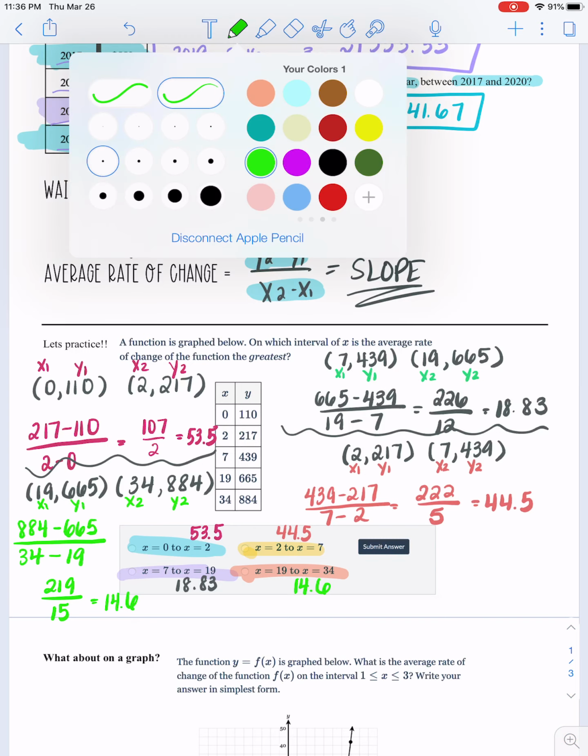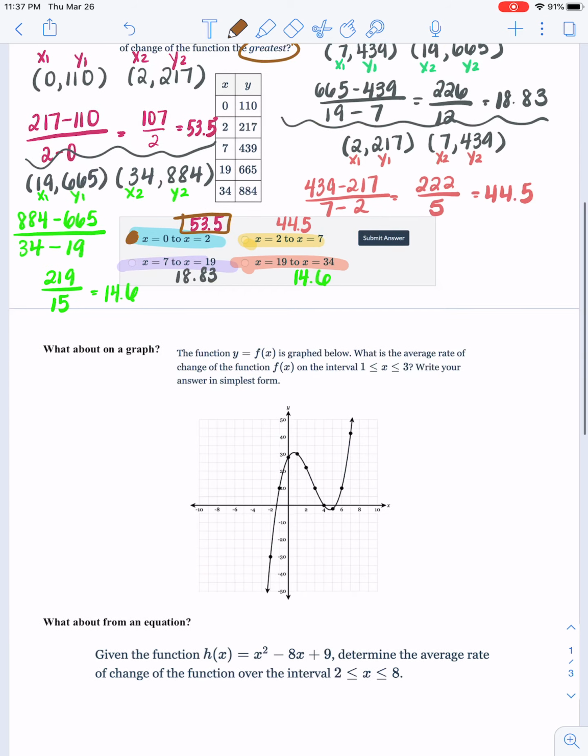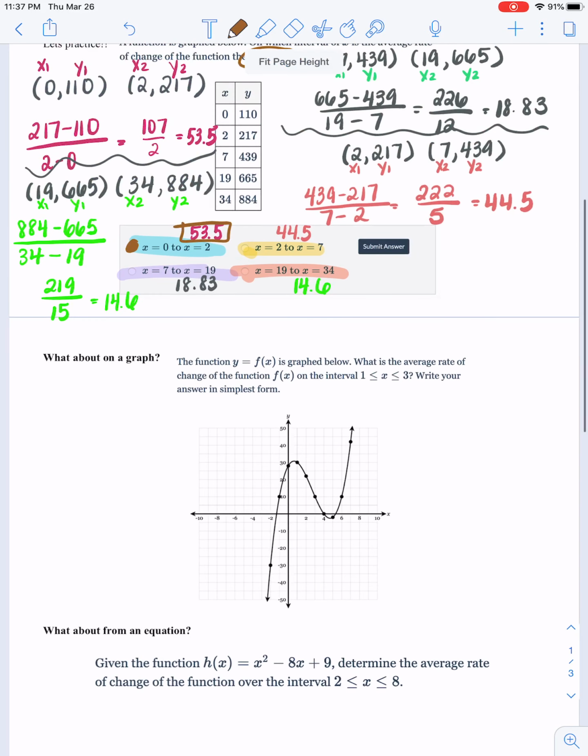They want to know which rate of change was the greatest. The greatest rate of change has to be this one, 53.5. That number's so much bigger than the other ones. All right, that's on a table. Now let's take a look at what about if it's on a graph.